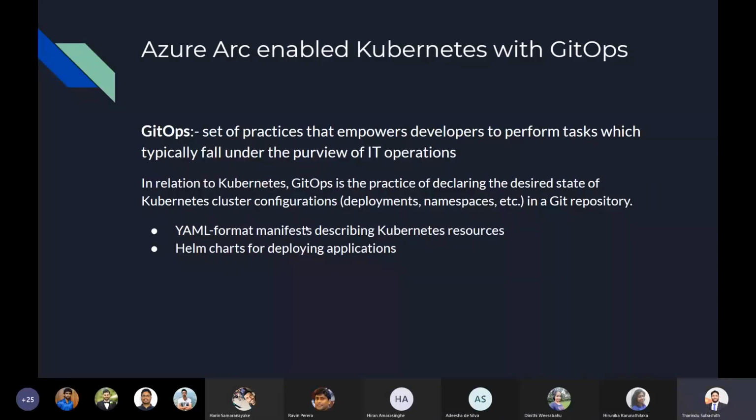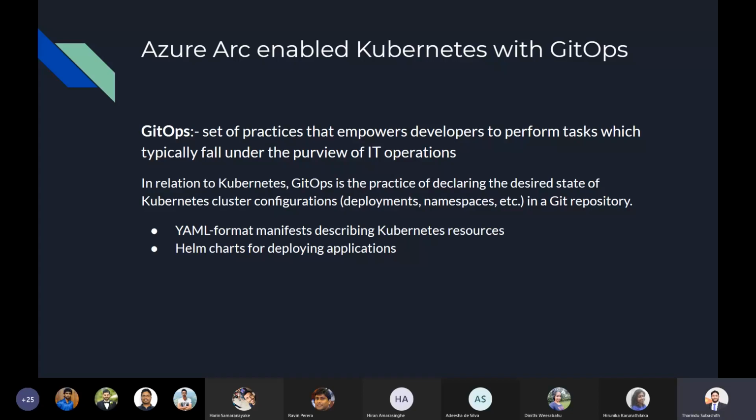So I mentioned that I'm going to demonstrate Azure Arc enabled Kubernetes GitOps. So what is GitOps? GitOps is a set of practices that allows developers to perform tasks that typically fall under DevOps and IT management operations. The global definition is basically the practices you used to do with DevOps and IT management operations are under GitOps. When it comes to the Kubernetes context, GitOps is the practice of declaring the desired state of Kubernetes cluster configurations in a Git repository. Using Git repositories, you can keep your cluster configuration in a single place and use that same configuration on different clusters.